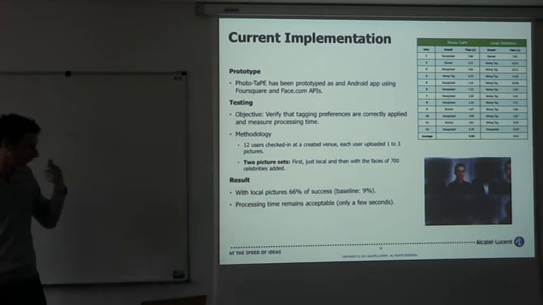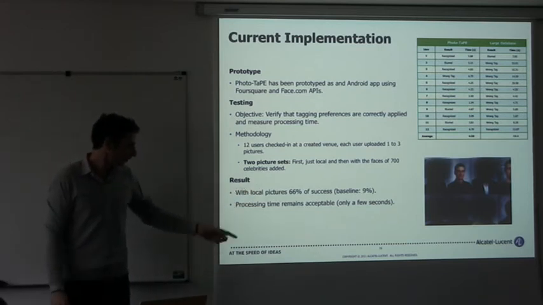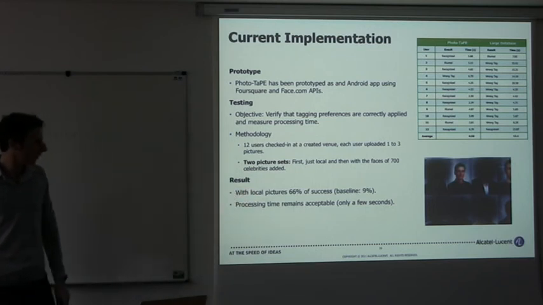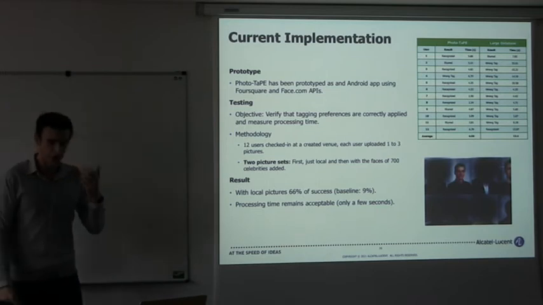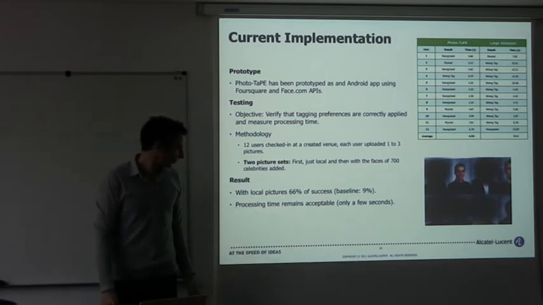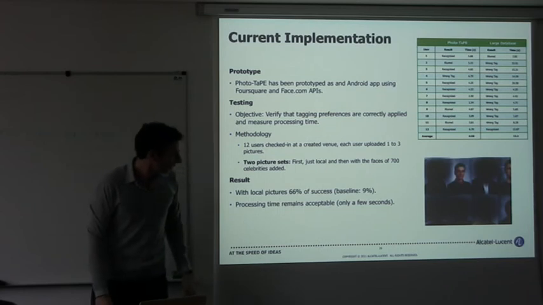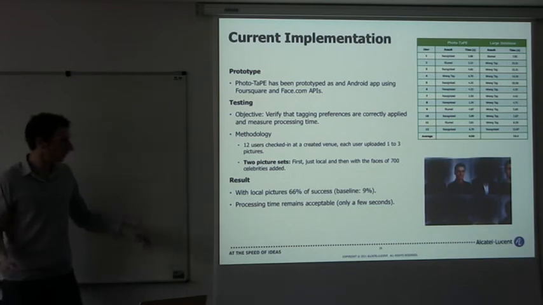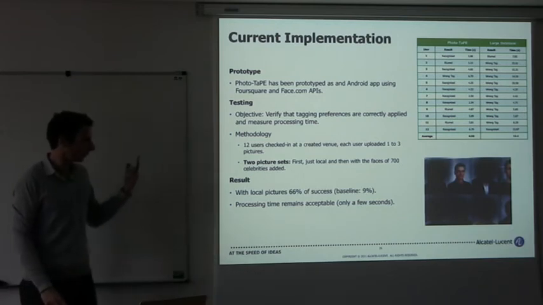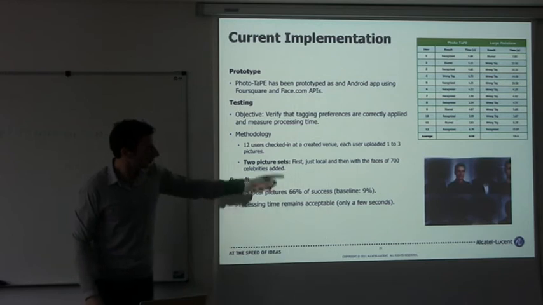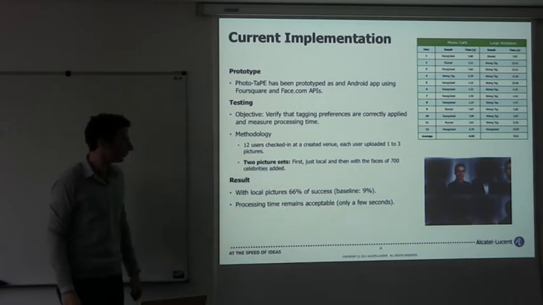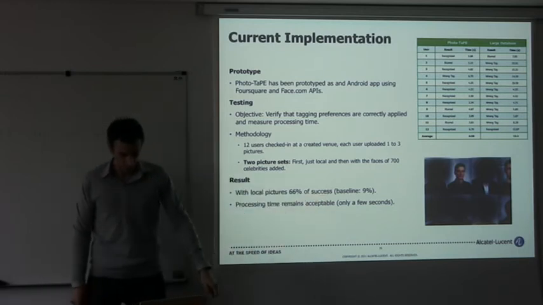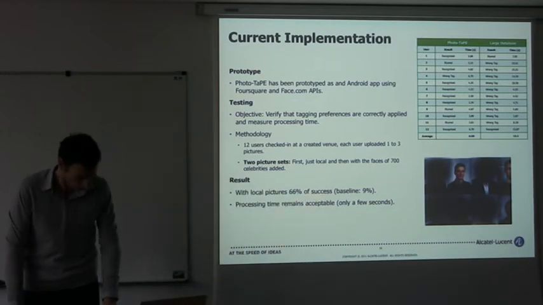We had only a dozen users, and we were able to retrieve the correct users in only two cases out of three. So it's not perfect. Processing time is quite okay; it only takes a few seconds. We also did the same thing with a larger database, containing not only users that were around, but also celebrities. We added 700 pictures to our database, and then we had a success ratio of only 9%.